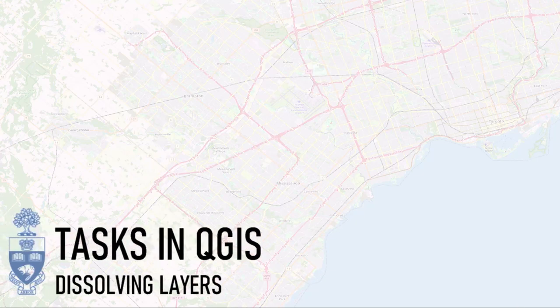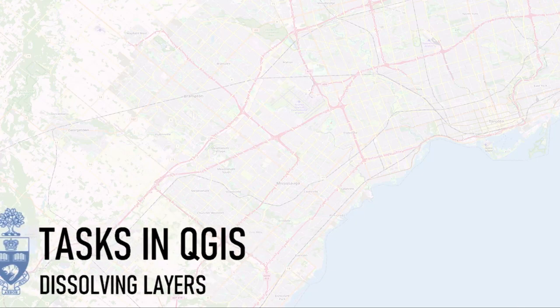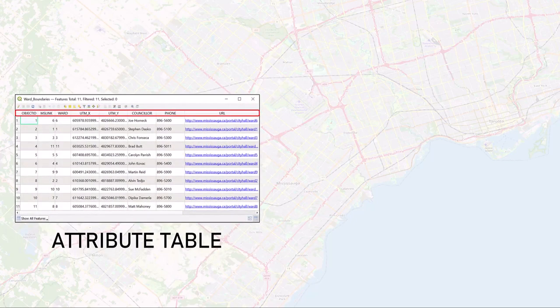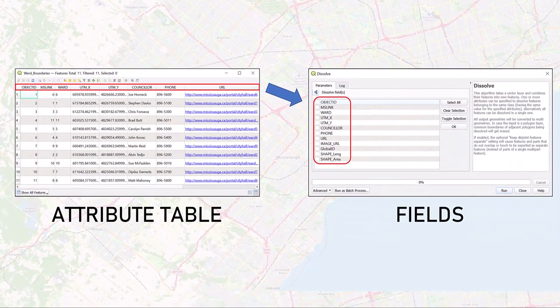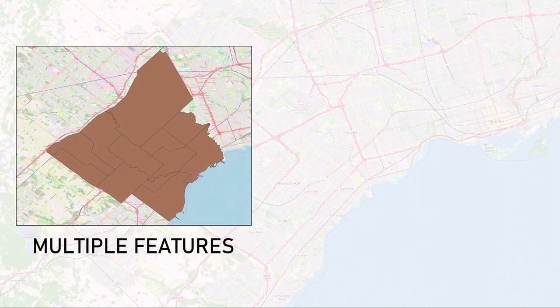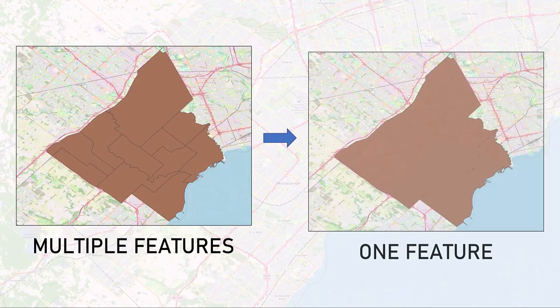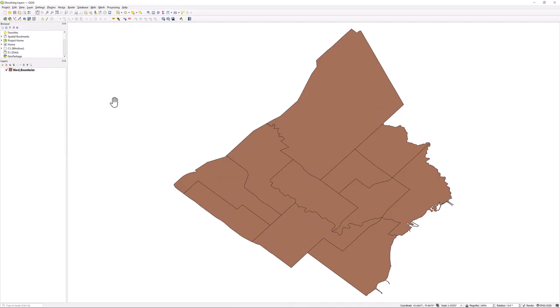Tasks in QGIS, dissolving layers. Dissolving features based on a common variable, field, or attribute is a great way to combine and merge multiple features into one. In this video, we will dissolve the Mississauga ward boundaries to create a single City of Mississauga boundary layer.